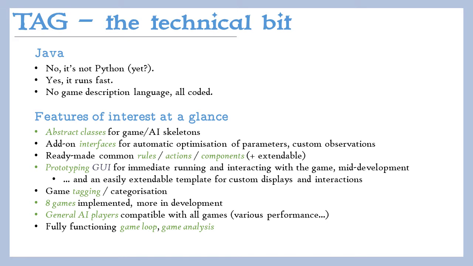We provide several ready-made rules, actions, and components which are common across a wide variety of games, all of which are easily extendable. We include a graphical user interface compatible with any game, allowing to run it as soon as the two main skeleton classes are created, the game state and the form model. TAG further includes a fully functioning game loop, game tagging or categorization for easy filtering through the games collection, as well as game analysis. We currently have 8 games implemented and several general AI players compatible with all of the games, although compatibility does not equal proficiency in all cases, as we'll see a bit later.